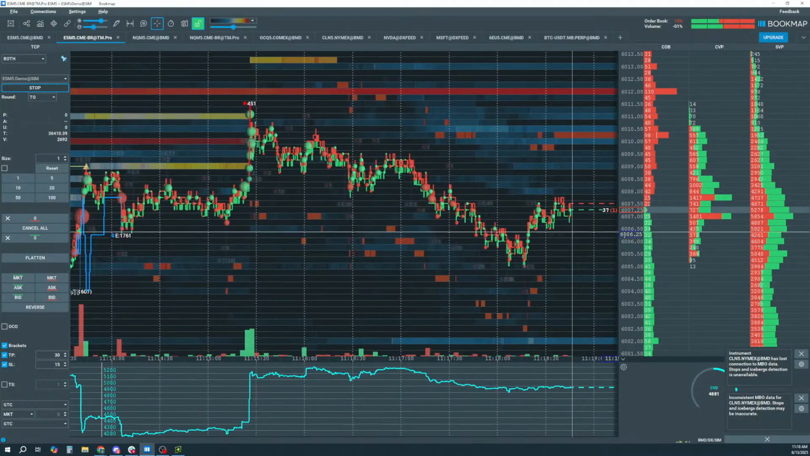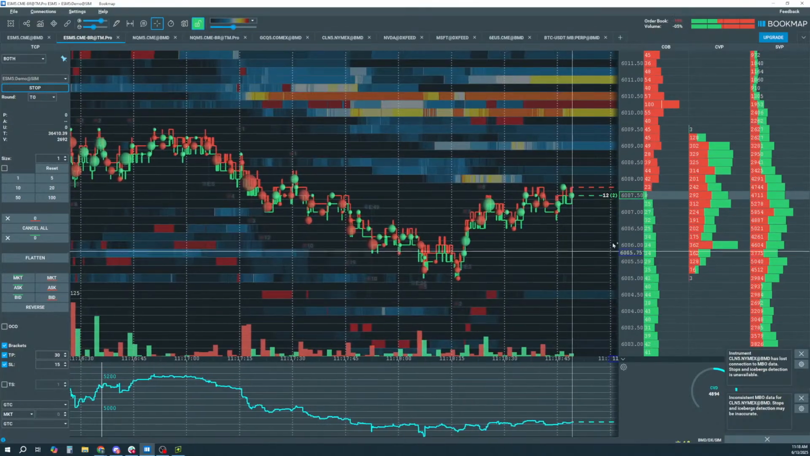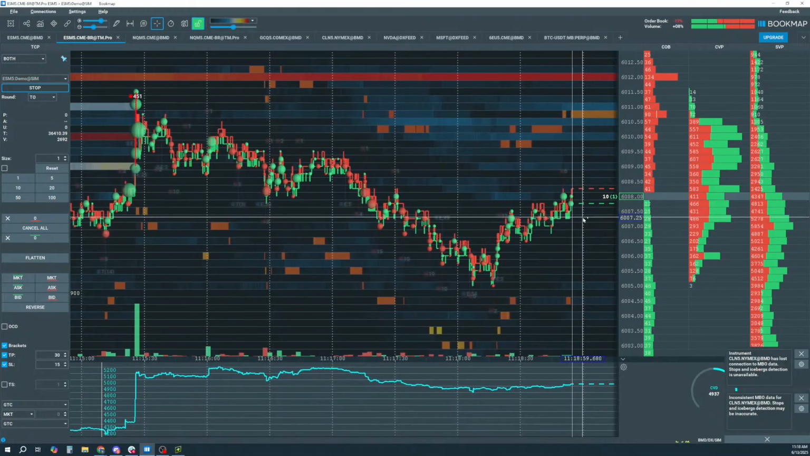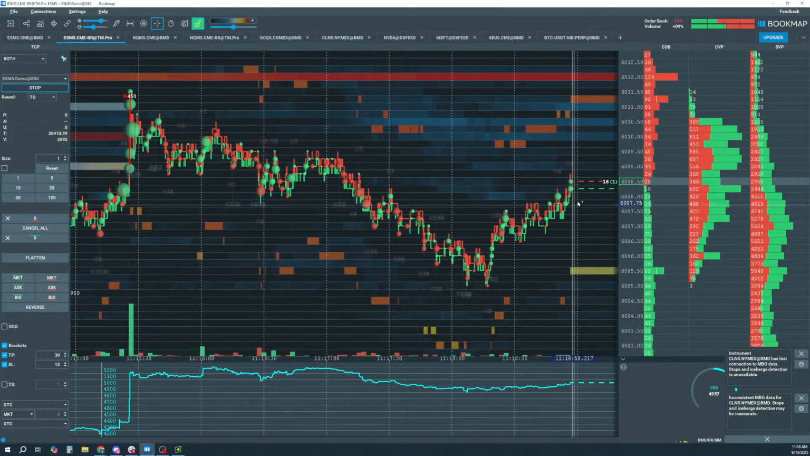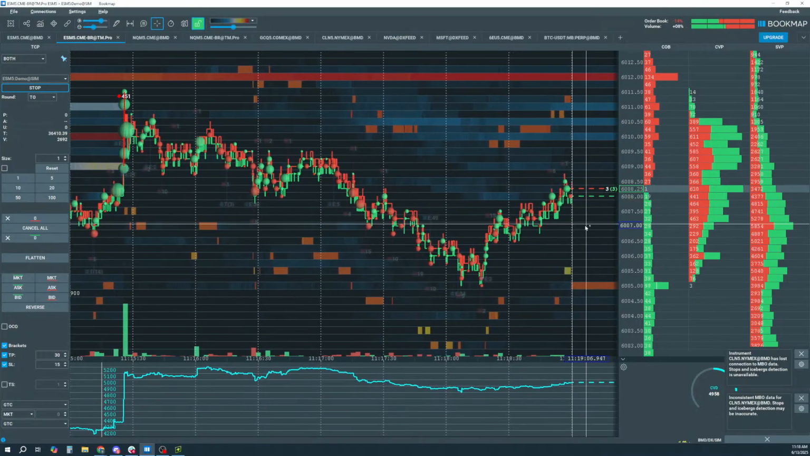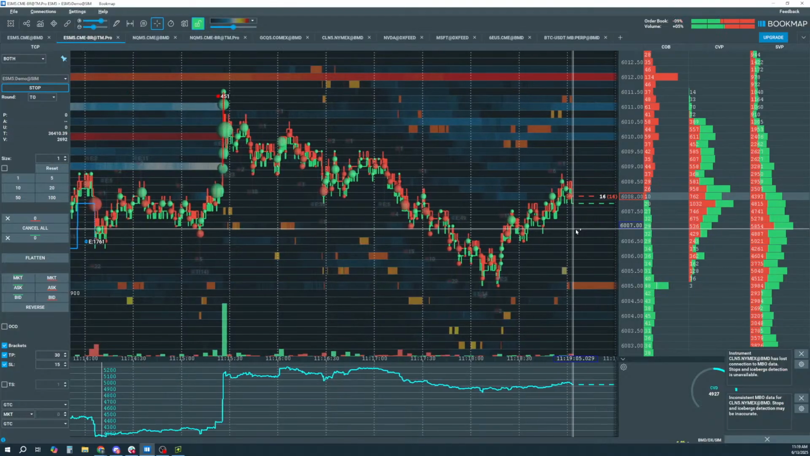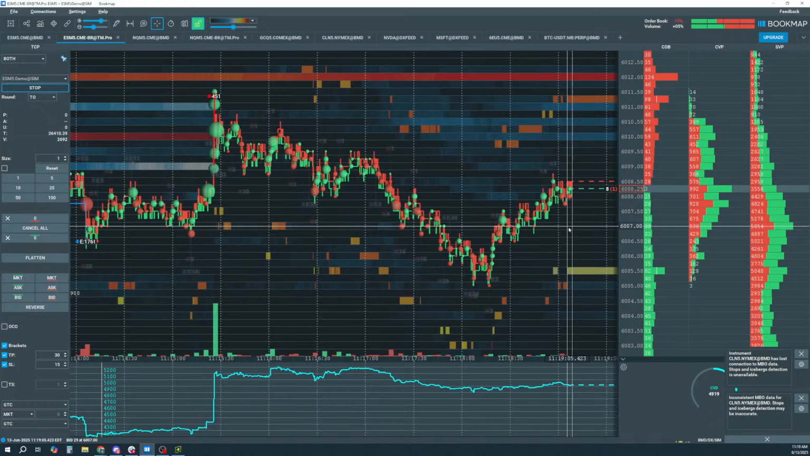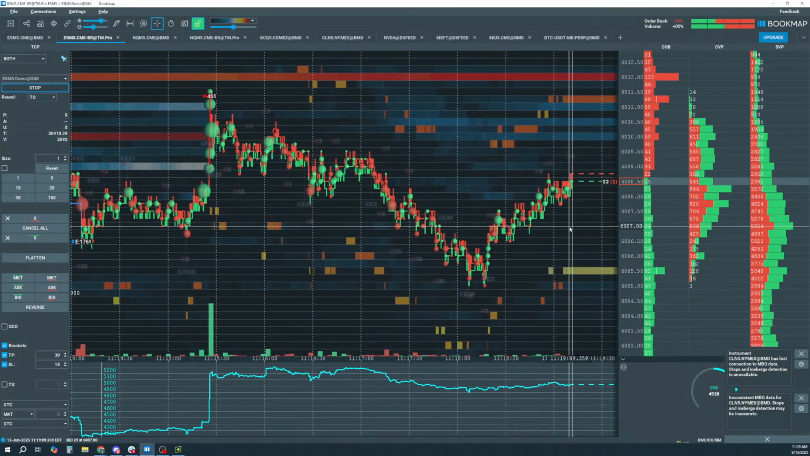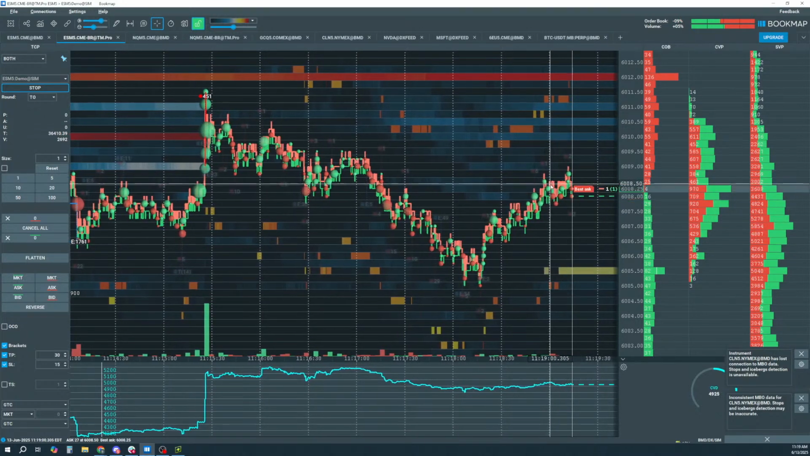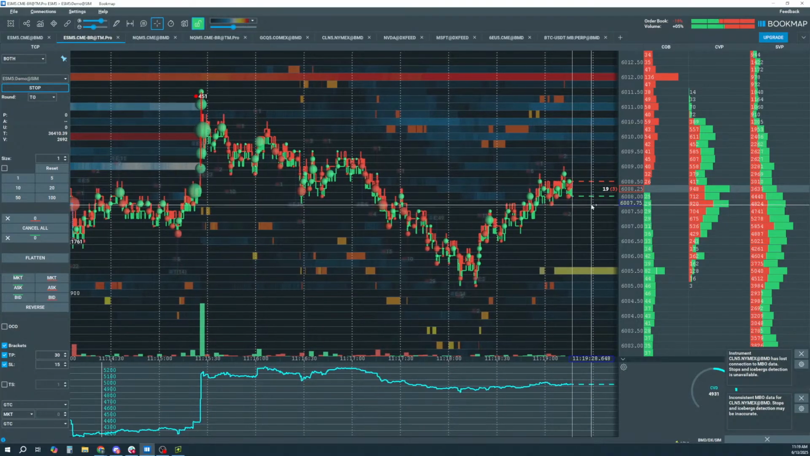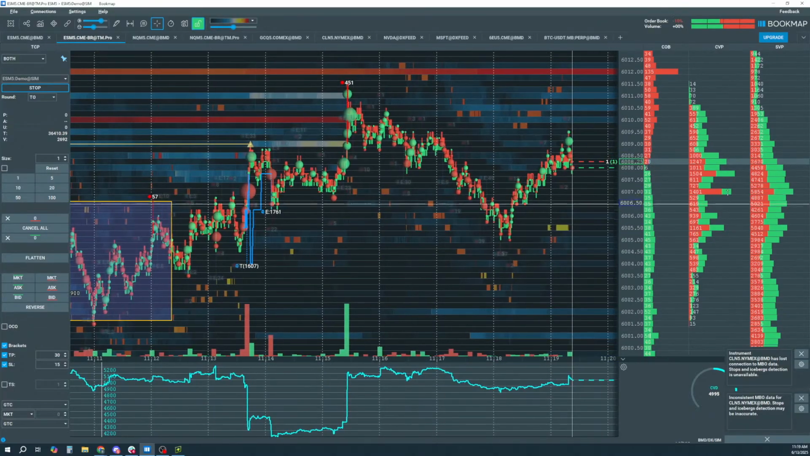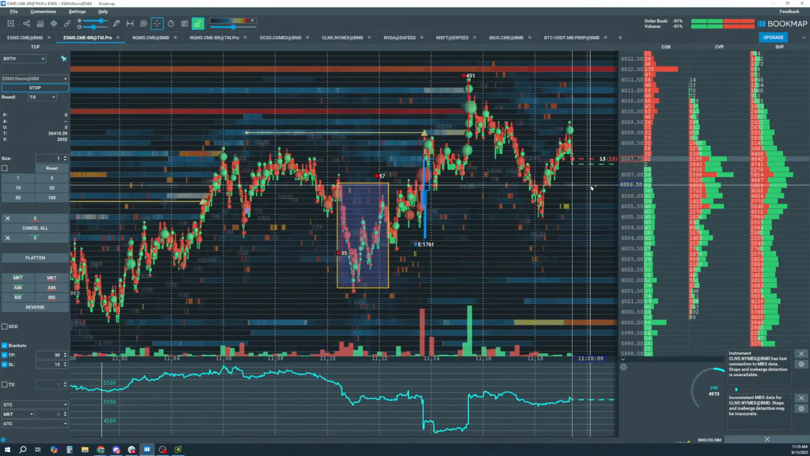Okay, this is a low volume pullback as well. Let's see if we can get a few sellers in here. And we are not. Yeah, still squeezing higher, guys. This is kind of interesting stuff.